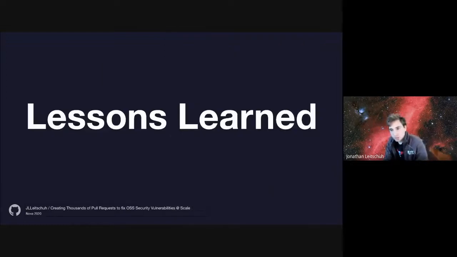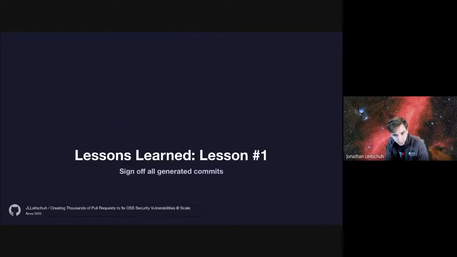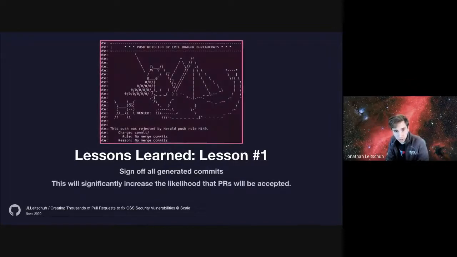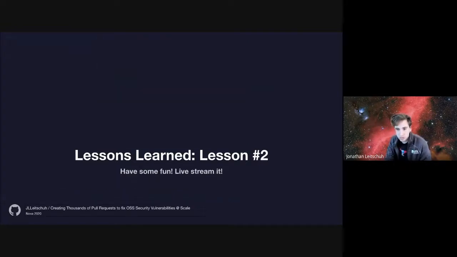So there's some lessons learned from bulk pull request generation. Lesson learned number 1, sign off on all generated commits. This will significantly increase the likelihood that PRs will be accepted because most people have a CLA requirement, and you can also just sign off, and that solves a lot of those issues.